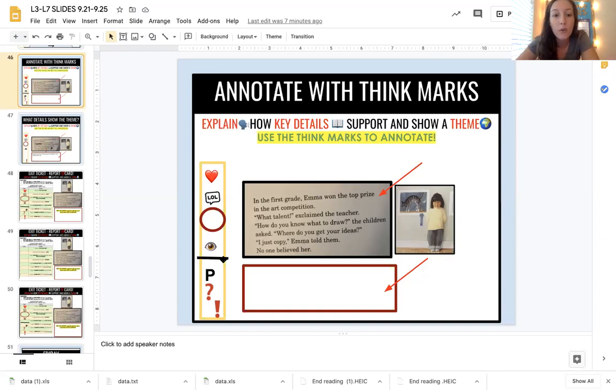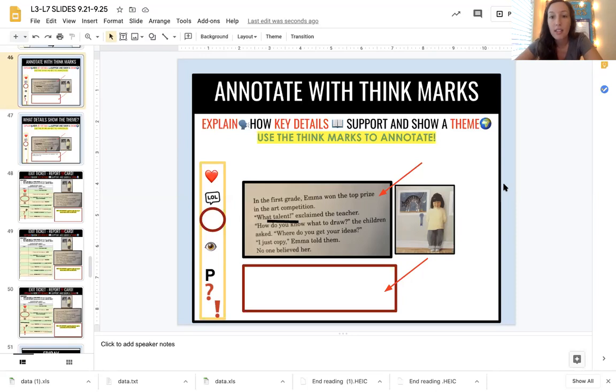So I'm going to click the line and see it light up in blue. I'm going to hold it down, and I'm going to drag it underneath the word talent. The word talent is a word that tells me what this page is mostly about. Emma's talent is drawing, and on this page, she is winning awards for her drawing. So we want to underline the word talent because it tells us what this page is mostly about. It tells us about the topic of this page.